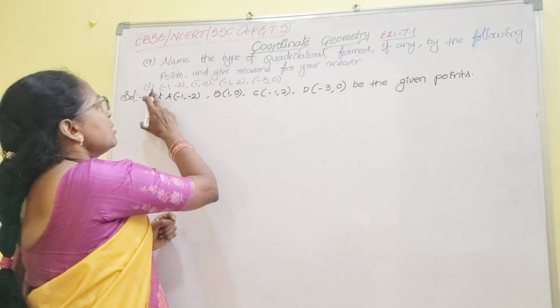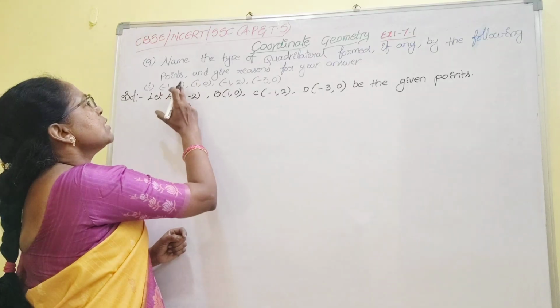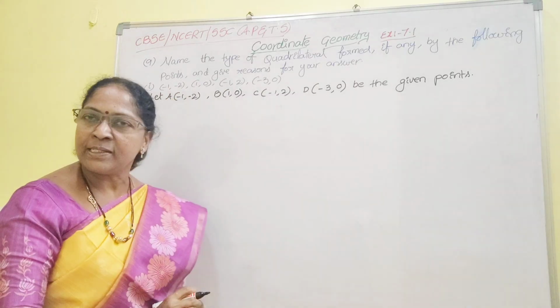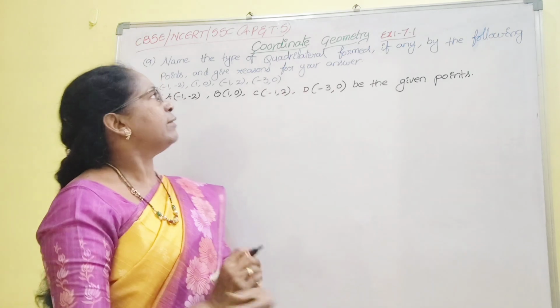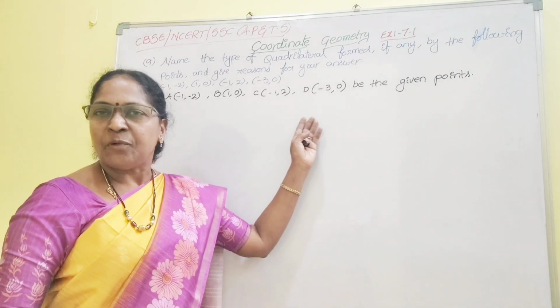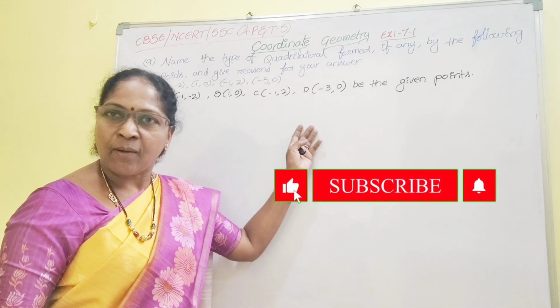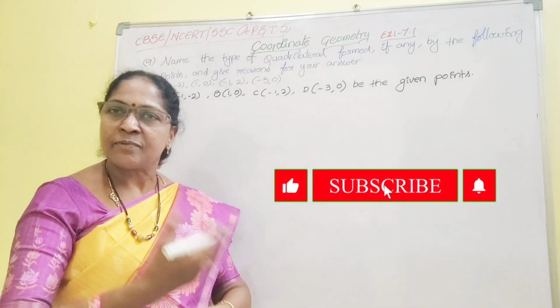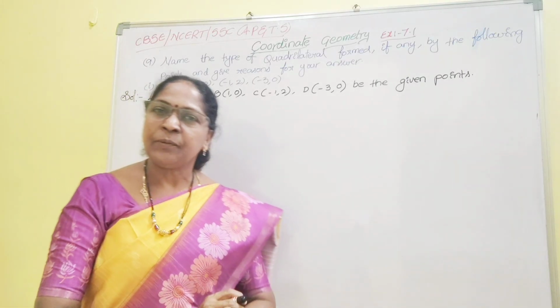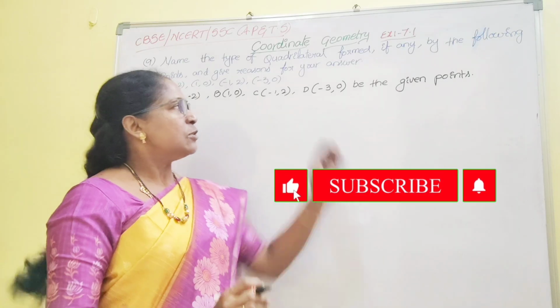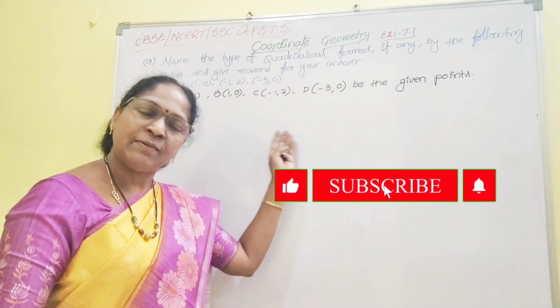Here, first one is these four points: (-1, -2), (1, 0), (-1, 2), and (-3, 0). These 4 points are given. See, these 4 points are the quadrilateral points. We have to find out which type of quadrilateral these 4 points form. We know the different types of quadrilaterals. So, first let us start and we will check.